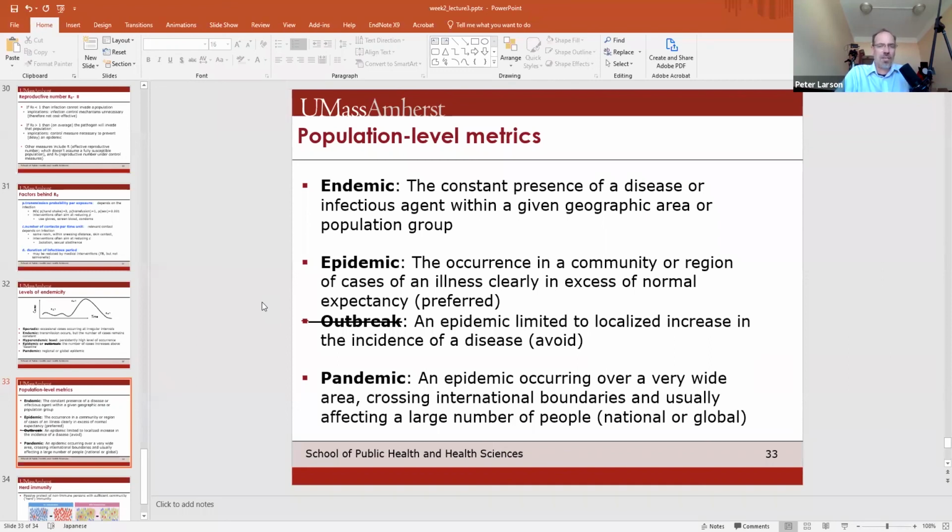We really don't like to say outbreak. It's just common parlance. But yes, you can have an outbreak of something, but it probably is masking an epidemic. Your outbreak that you're seeing is probably just part of an epidemic. And a pandemic is an epidemic occurring over a very wide area, crossing international boundaries and affecting large numbers of people.